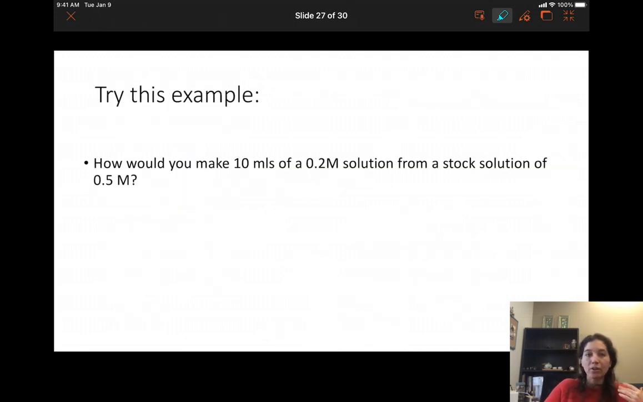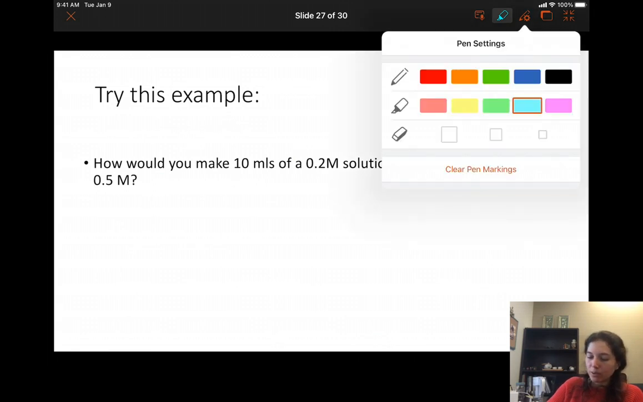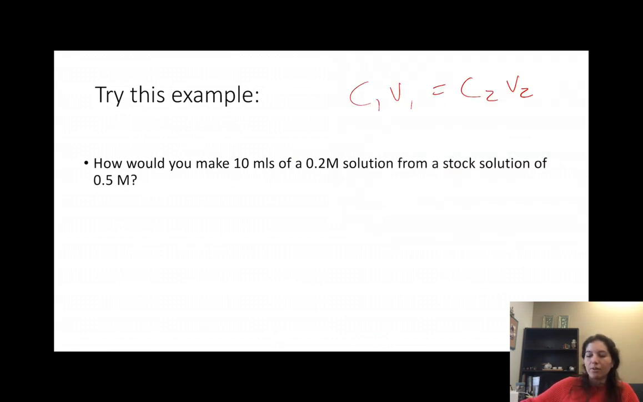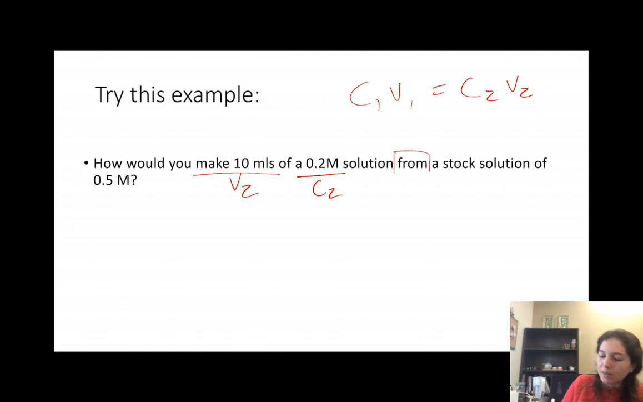Okay, so give this a shot yourself using C1V1 equals C2V2. All right, see if you can figure this one out. Let's take a look at how to solve this problem. How would you make 10 mils, so this is our V2, of a 0.2 molar solution? This is our C2, from a stock solution of 0.5 molar, C1. That's where it's coming from.